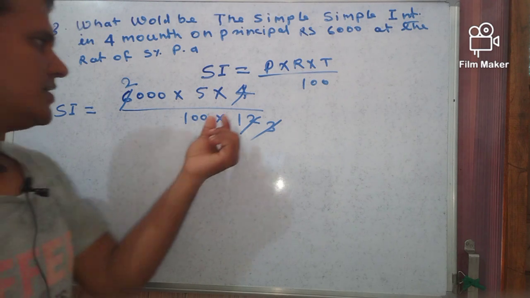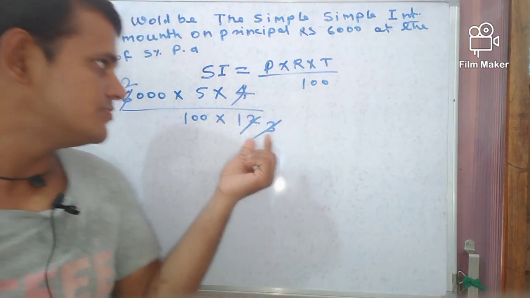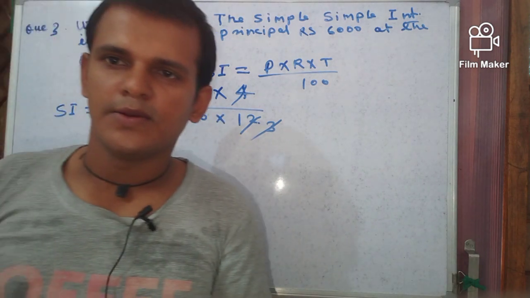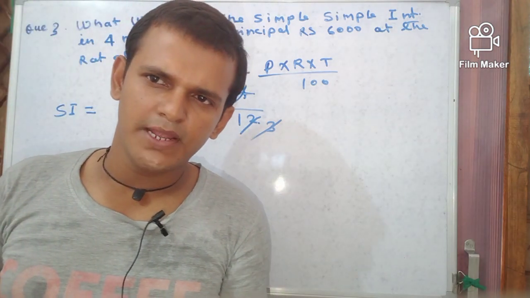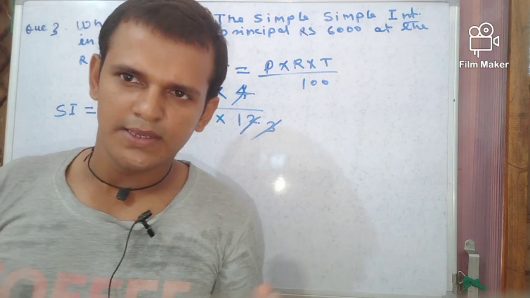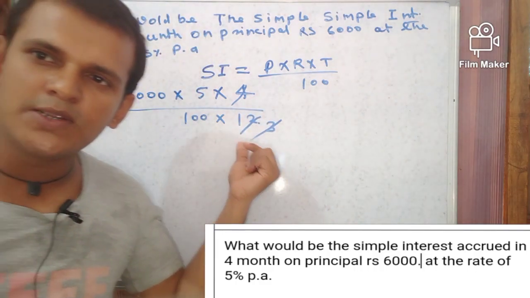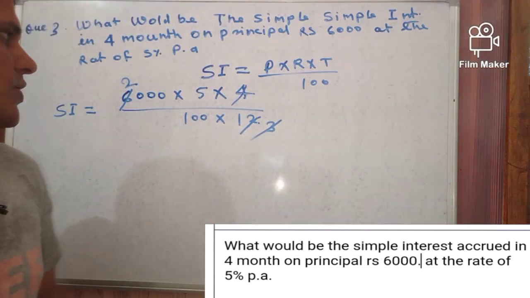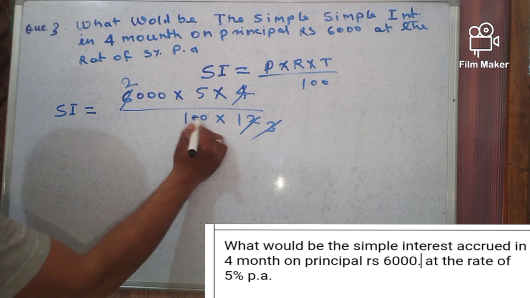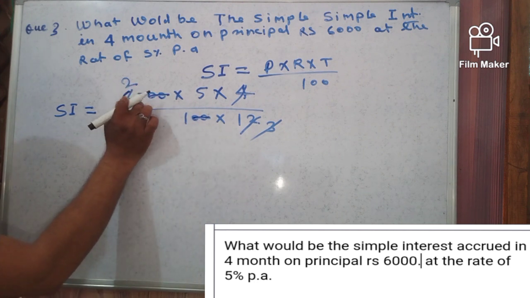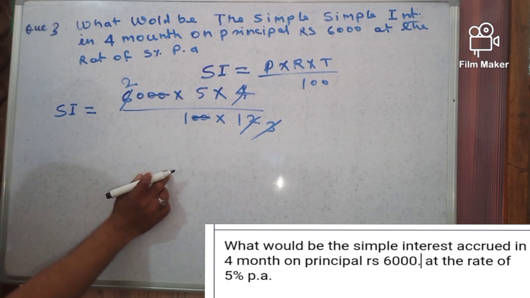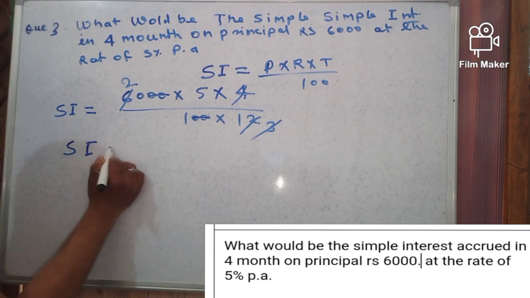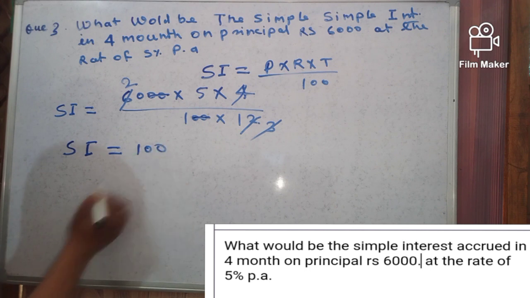Friends, see here once again, 4 by 12 comes because the time is given in months, and the interest is 5% per annum. So we need to convert it into years. So convert by 12 months. 4 by 12 will be in yearly. Okay, so cut the zeros. So 25 over 100. So simple interest will be 100.